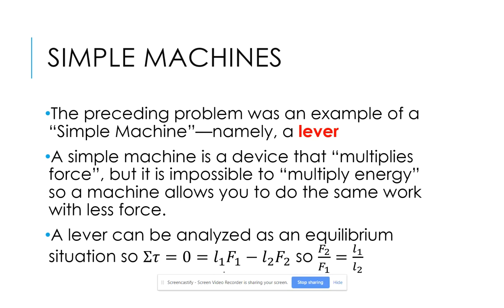But we did the sum of the torques is equal to length 1, force 1, minus length 2, force 2. One's positive, one's negative because of the directionality. And since the sum of the torques is 0 in equilibrium, I can solve this for the ratio of the forces, and the ratio of those forces is equal to the ratio of the lengths. But do notice it's force 2 over force 1 is equal to length 1 over length 2.